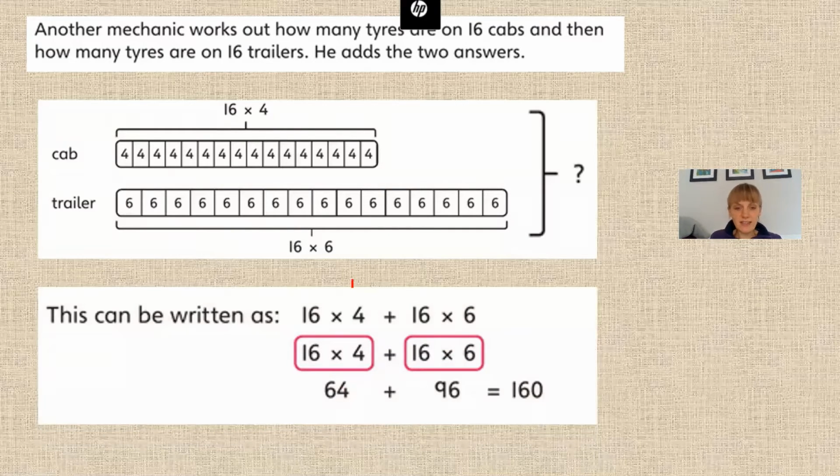So if that's the case, this can be written as 16 times 4 add 16 times 6. Now, do we need brackets here? We don't in this one, because the multiplication we learnt is done first. So we would work out 16 times 4, which is 64, 16 times 6, which is 96, and then add them together, and it gives us the same answer of 160. The brackets were needed in the first place because we had to do addition first, which doesn't follow our rule. But in this case, we don't need brackets because we know that multiplication can be done first.